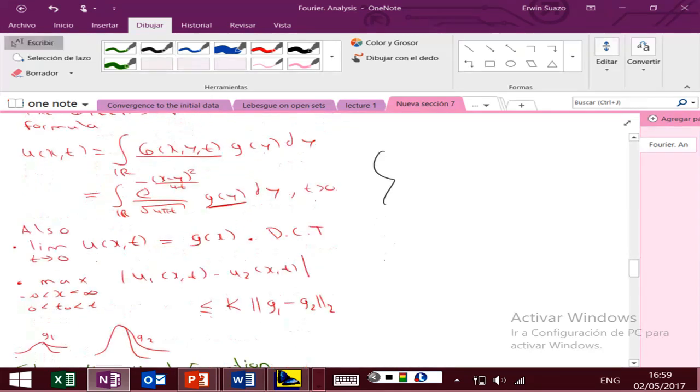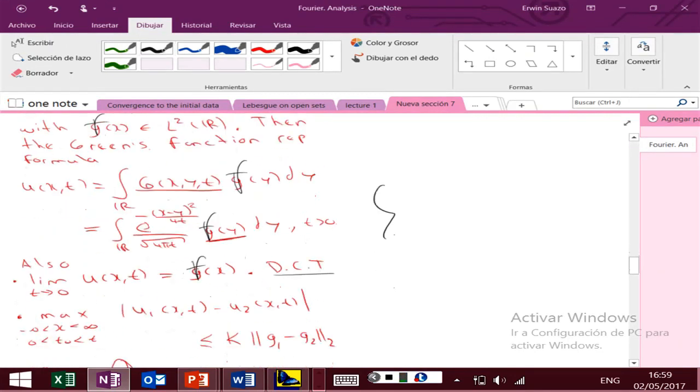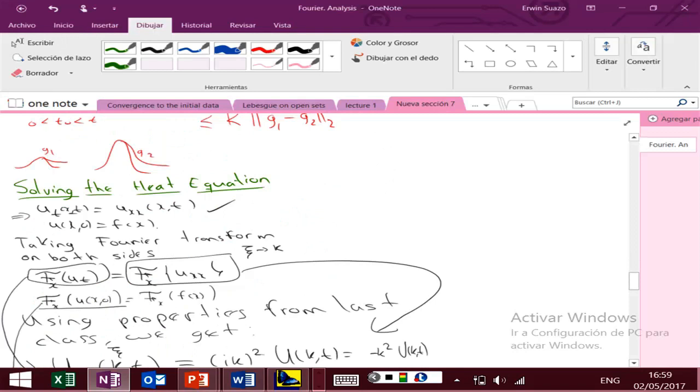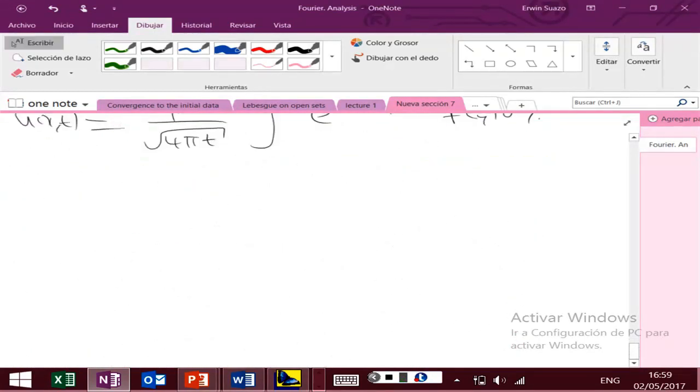But also, by the dominated convergence theorem, you can prove that this is going to converge to the initial data. Here I chose f of y, I put g here, but to be consistent, today we talk about f. And then you have stability, so that's a pretty typical class of PDEs. You have 15% of a PDE class here already.